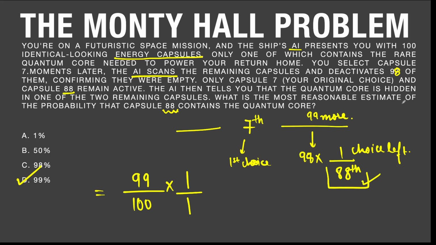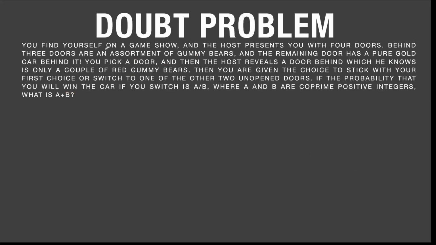Got it? Moving forward, now this is a doubt problem which has come to me, and I believe somebody else must have taught it too. So I'll be quickly figuring it out. There are four doors: one, two, three, and four. Behind three doors, an assortment of gummy bears, and the remaining door has a pure gold car behind it. You pick a door, then the host reveals a door which he knows has only a couple of red gummy bears. Then you're given the choice to stick with your first choice or switch to the other two unopened doors.